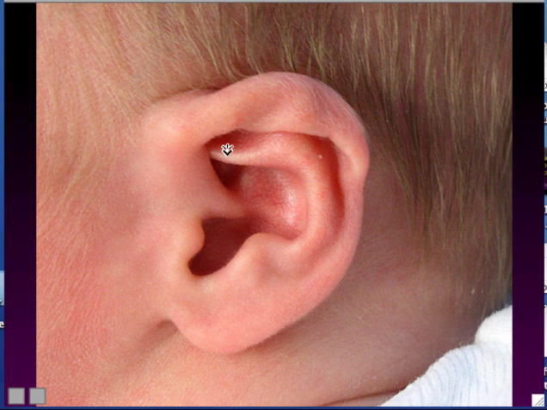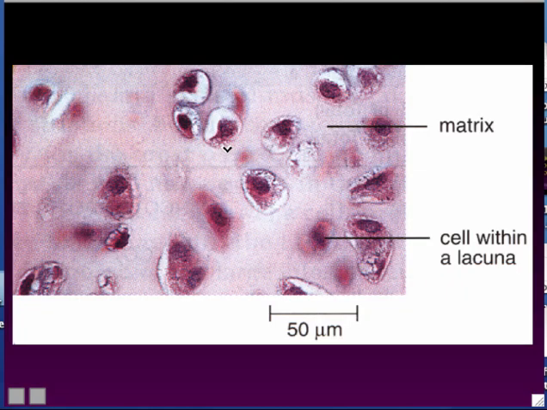At a cellular level, it looks like this. The dark spots you see here are the chondrocytes. The chondrocytes are the cells of cartilage tissue. The extracellular matrix between the cartilage cells is mostly a rubbery ground substance called chondrin. That's what makes cartilage rubbery, the chondrin ground substance. But crisscrossing through the chondrin are some collagen fibers to reinforce it and strengthen the extracellular matrix.